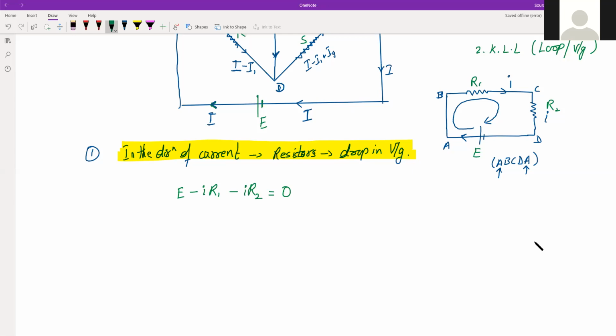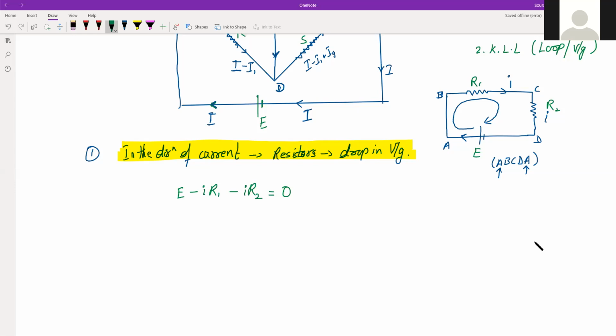So the second part of this Wheatstone bridge, or of solving any such network, is this: the first part was to distribute the current. The second part is to identify the loops and then apply the loop rule or the voltage rule in all those loops.